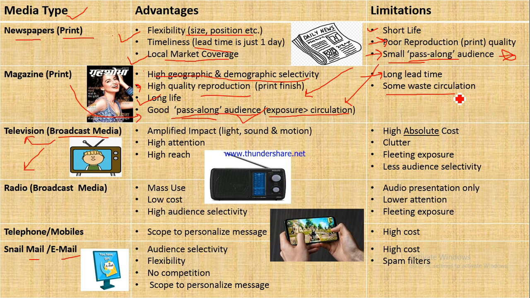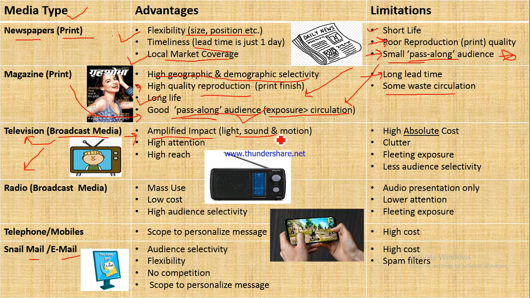Now let's talk about television and radio as the broadcast media. Now television, you can understand that television has an amplified impact. This is a strength of television. Amplified impact means you can make use of light, sound, movement or motion. You can make use of different appeals. You can make use of different creative techniques just to ensure that the audience attends to your advertising campaign. So that is what we mean by amplified impact.